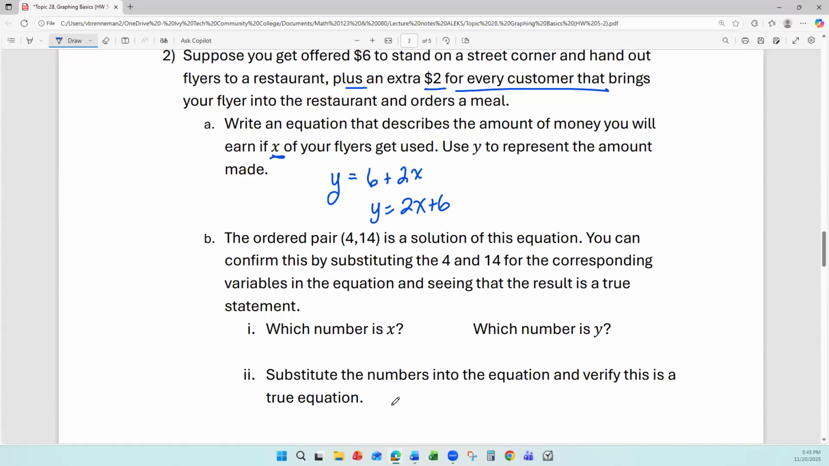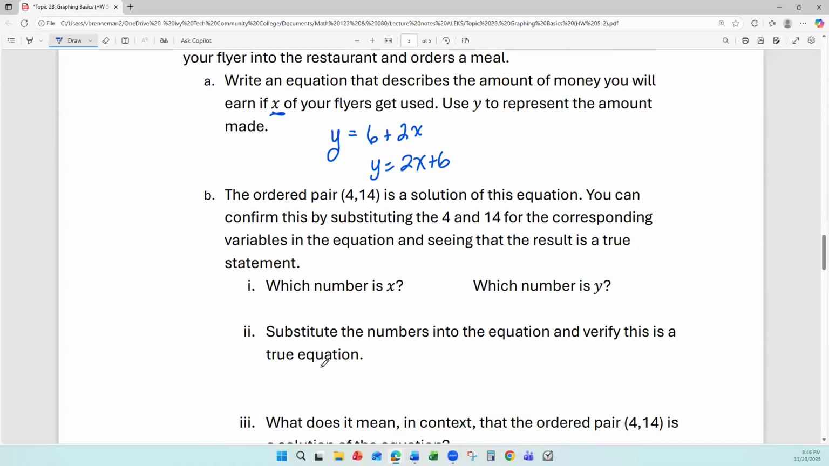All right, so the ordered pair (4, 14) is a solution of this equation. We can confirm that by substituting into the equation, but to do that, you need to know which number is X. It's always the first number in the ordered pair, the 4. Which number is Y? That would be the 14. So then we can substitute. The Y is 14, and the X is 4.